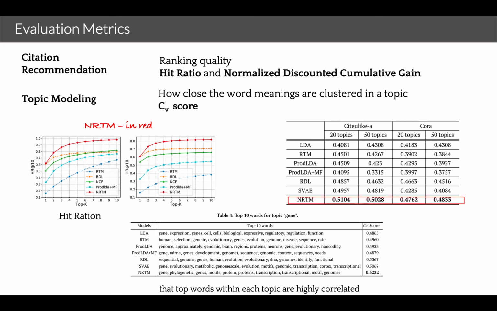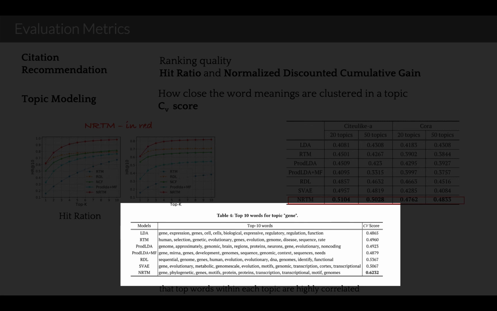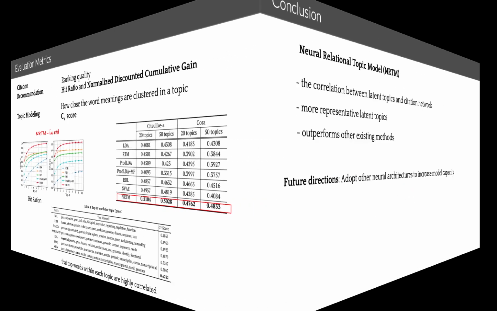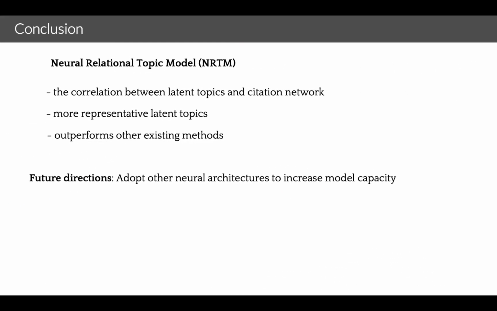And finally, we have a table with the top 10 words selected for each topic. And the NRTM model on the bottom has the highest score. That means the top words within each topic category are highly correlated. So truly, the neural relational topic model manages the correlation between latent topics and the citation network. It also offers more representative latent topics. And of course, as we noticed, it outperforms other existing methods. In the future directions, the authors suggest that adopting other neural architectures would increase model capacity.